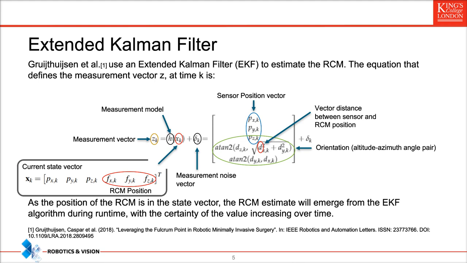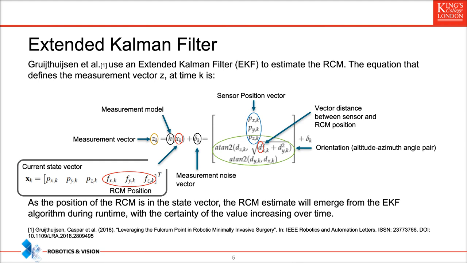The first three components of the vector are the instrument's 3D position, which is directly equal to the sensor measurements, so it does not change. The last two vector components equal the orientation angles, described as the altitude azimuth angle pair. To calculate these angles, the equations shown are used, D being the distance between the RCM position and the sensor position, so F minus P. The sensor position is known, but the RCM position is the unknown.